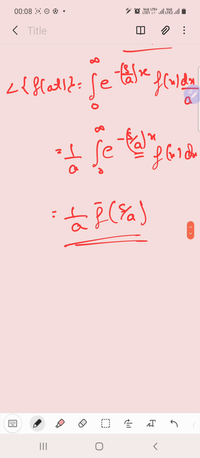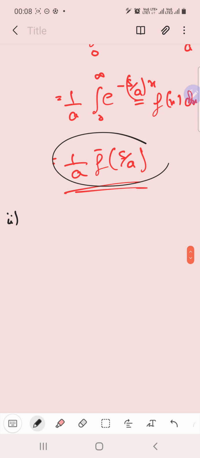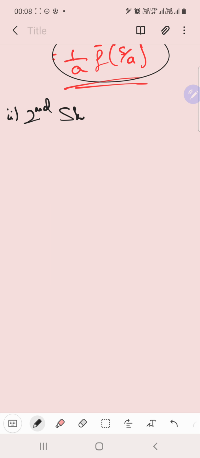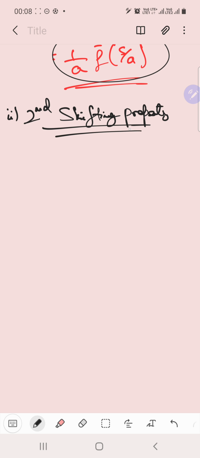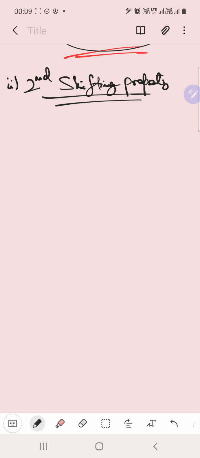Let's take the next thing. This was the change of scale property, not the shifting property. This was the change of scale property. Now we will be talking about the second shifting property, which is very important. With the help of this, we can relate two functions which are interdependent. Second shifting property says that, we will write in black only.